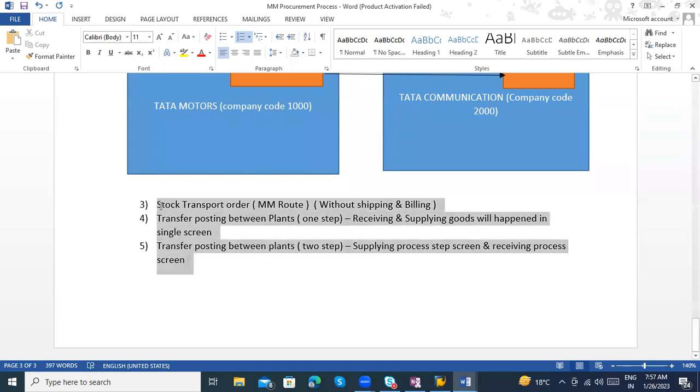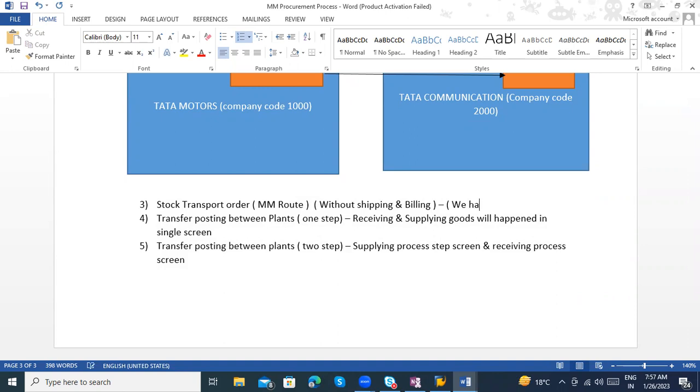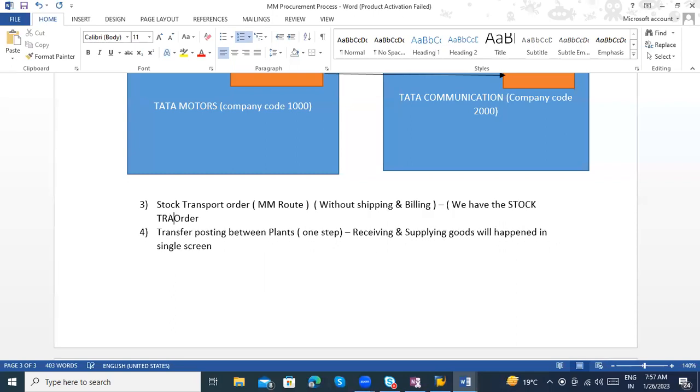So what is the difference between 3, 4, 5? First one, in the three, we are not using the shipment and billing. So it's just the material stock transfer. That's only the MM route because we're not involving the sales people, the procurement people here. So in this case, there we have the order, the ST order, the stock transport order.